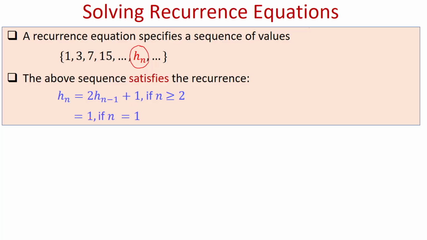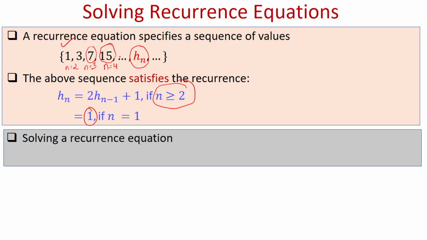It's easy to see that the nth term of this sequence satisfies the following characteristics. The first term of the sequence is 1. And if you take the nth term for any n greater than or equal to 2, it is twice the n minus 1th term, that means twice the previous term, plus 1. So for instance, 7, where n is now 3, is twice the previous term, the second term, plus 1. If you take 15, the fourth term, it is twice the previous term plus 1, and so on. So that's the interpretation of a recurrence equation.